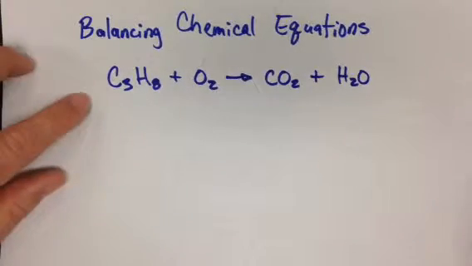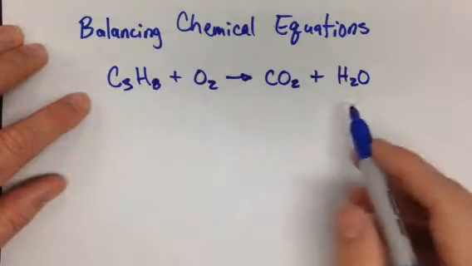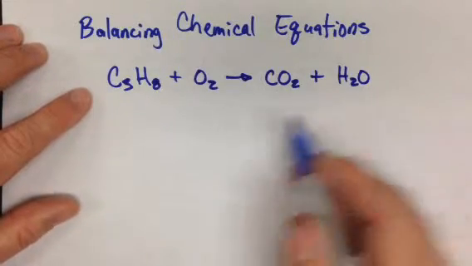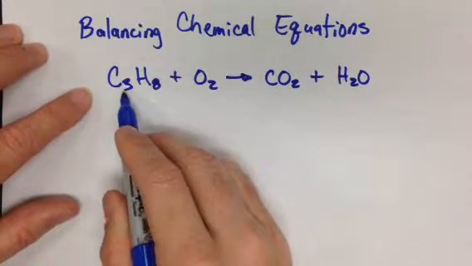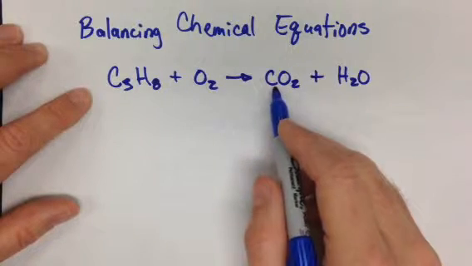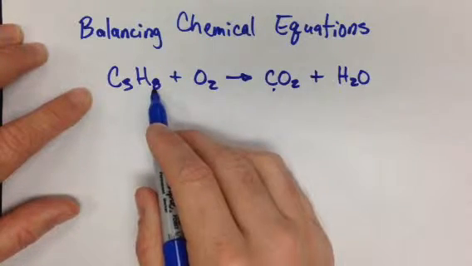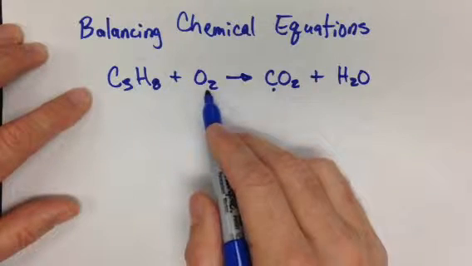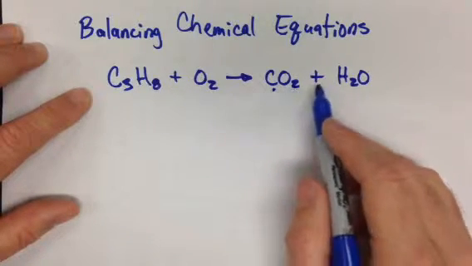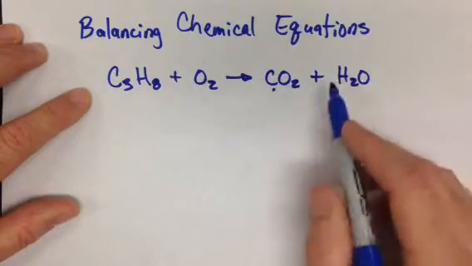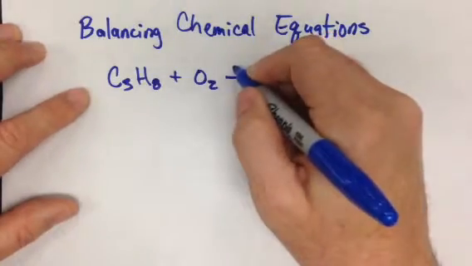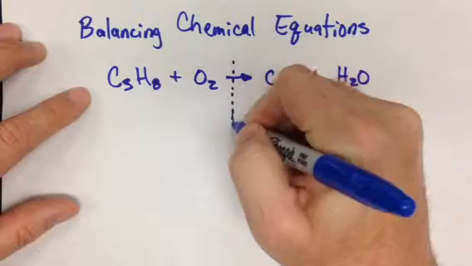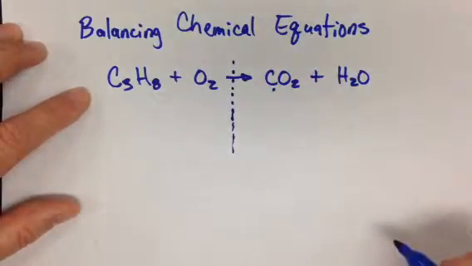Now the point of balancing is to get the equation to follow the law of conservation of mass. Right now there's 3 carbons on the left-hand side, 1 carbon on the right, 8 hydrogens on the left, 2 on the right, and 2 oxygens on the left, but 2 plus 1, 3 oxygens over here on the right. So we need the quantities of each chemical to be the same on each side of our reaction.